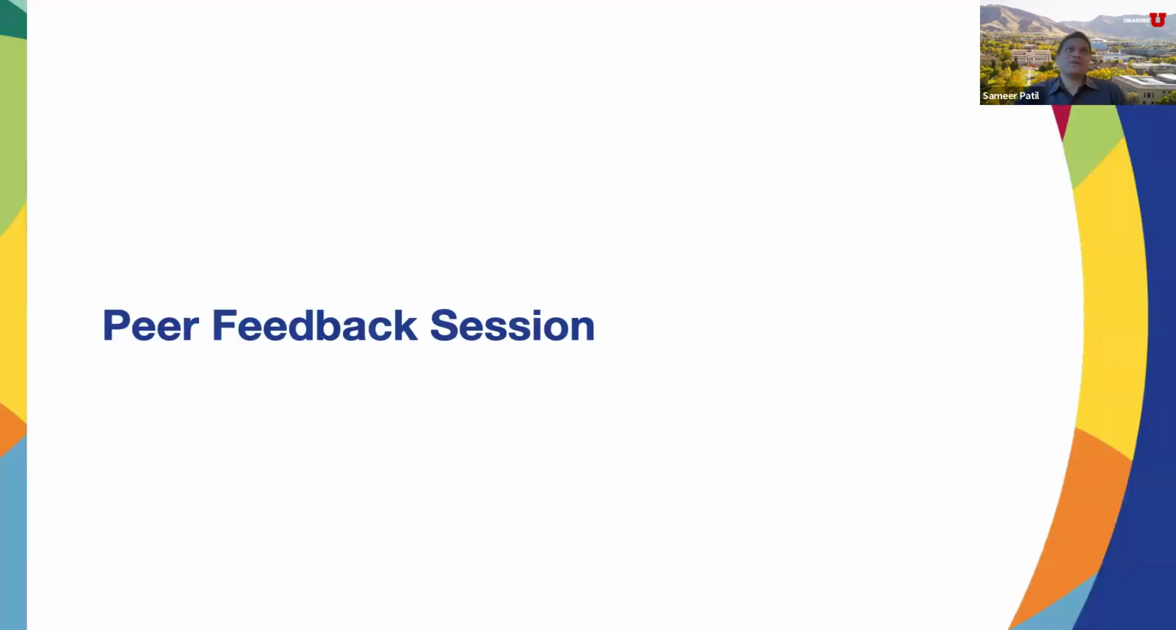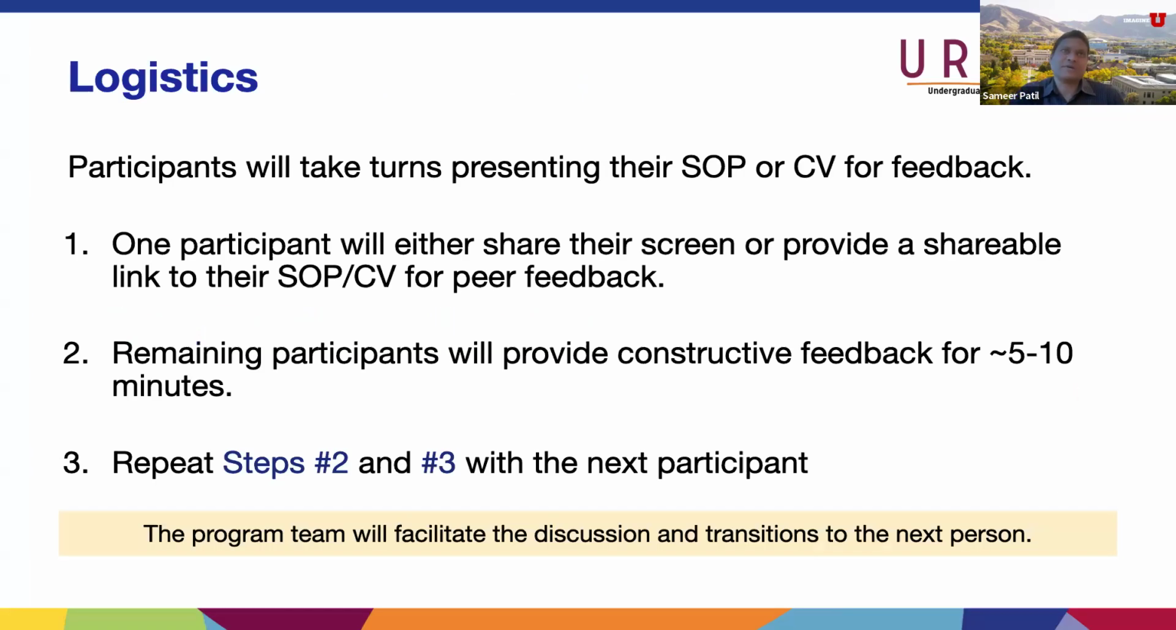So with that, let's get to the peer feedback session. Some logistical information about how this is going to work. We will split you into breakout rooms of about 3 or 4 people. Then you will take turns sharing your screens and presenting either your statement of purpose or CV for others to give you feedback on. The person who shares the screen is receiving the feedback, and everybody else in the room is providing feedback. Then we'll switch after about 5 or 10 minutes to the next person. The program team, there's 4 of us, will facilitate the discussion by joining the breakout rooms and guiding you about when to transition to the next person.